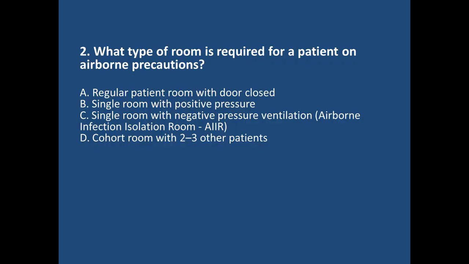Question number 2. What type of room is required for a patient on airborne precautions? A. Regular patient room with door closed. B. Single room with positive pressure. C. Single room with negative pressure ventilation, that is the airborne infection isolation room. And D. Cohort room with 2 to 3 other patients.